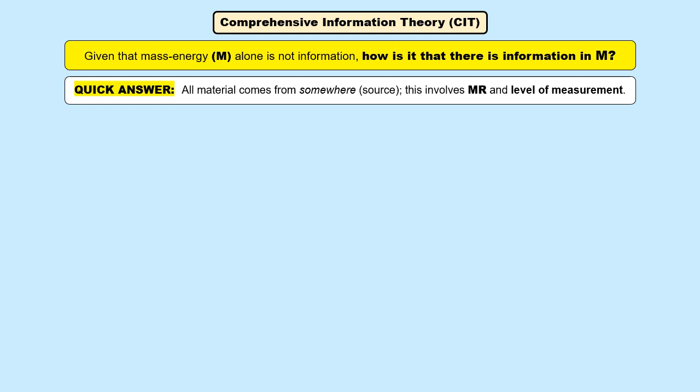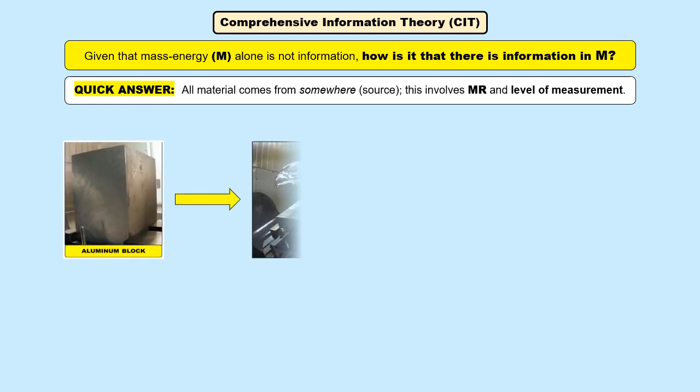Succinctly, the material had to come from some source. That source usually establishes the level for the information measurement of that material. For example, recall the solid aluminum block that was used to make the eagle head.